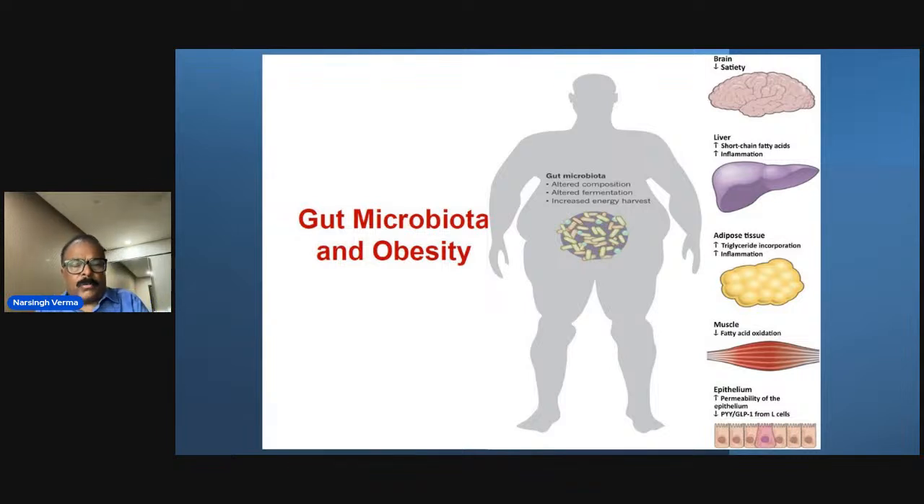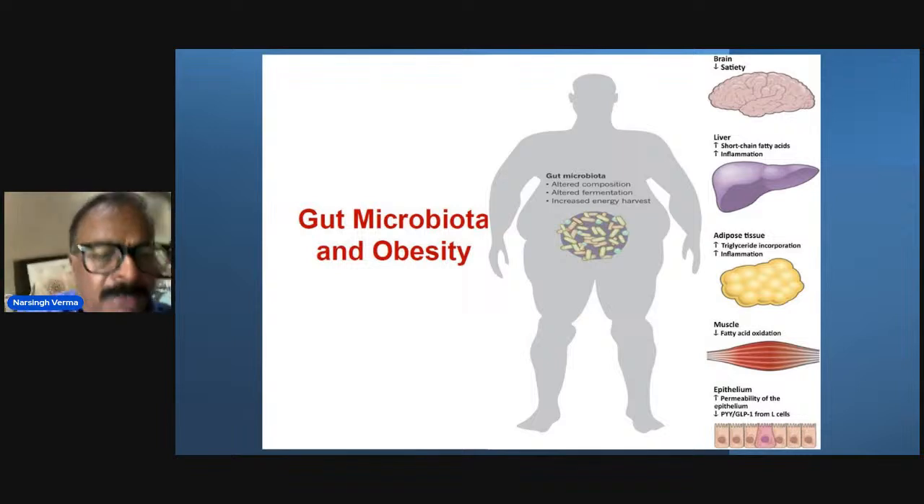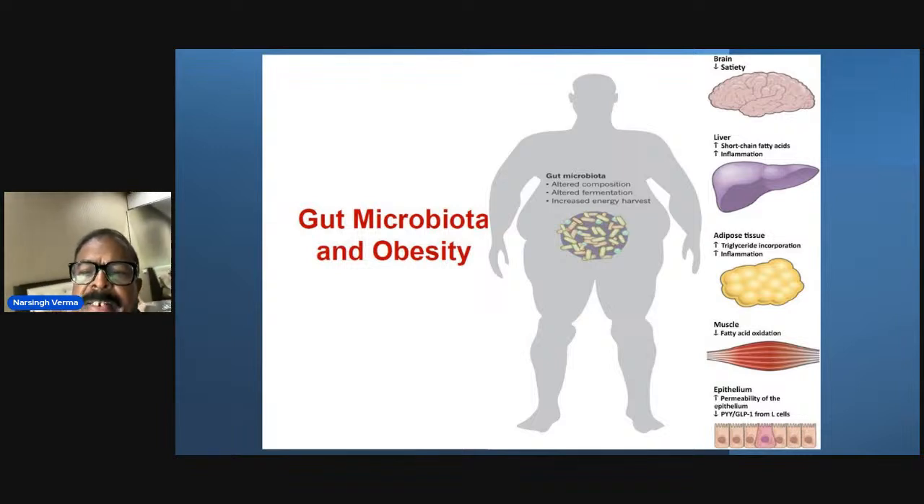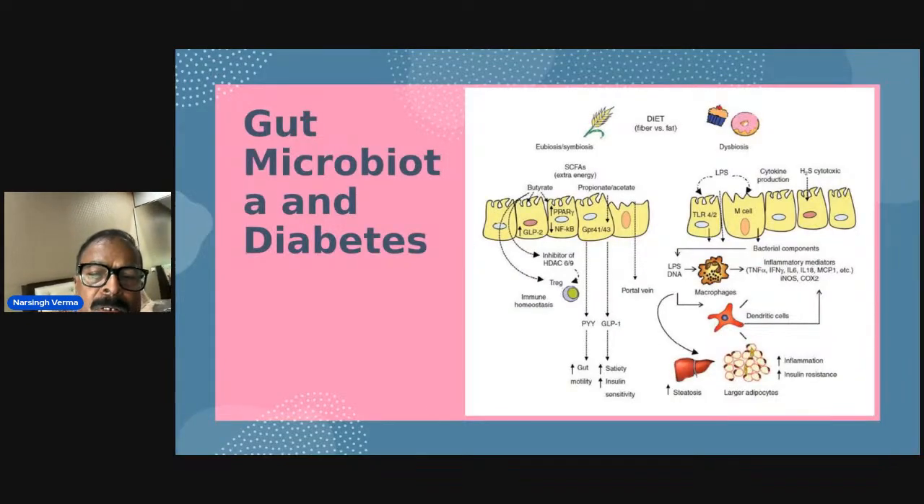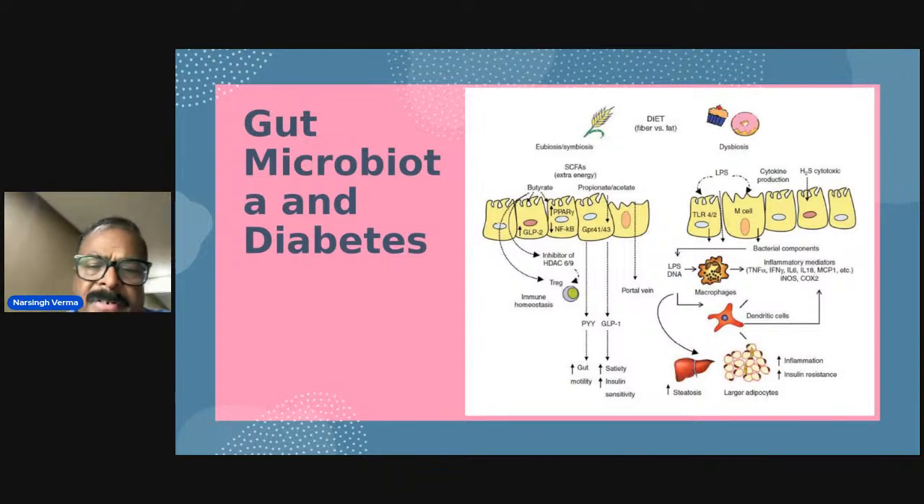Gut microbiota and obesity: there is a lot of evidence that obesity is related to gut microbiota. Various mechanisms have been put forth, which are written here. You can see it is not only one organ; the brain, liver, adipose tissue, muscle, and epithelium all contribute to obesity. The gut microbiota and diabetes is well known, and a lot of research is available on this point.